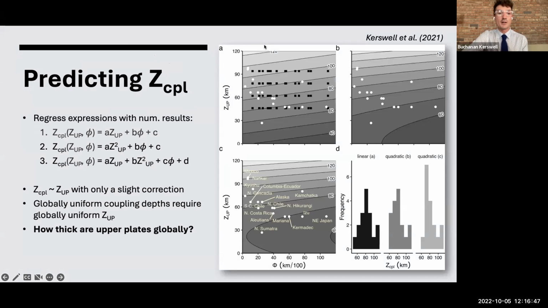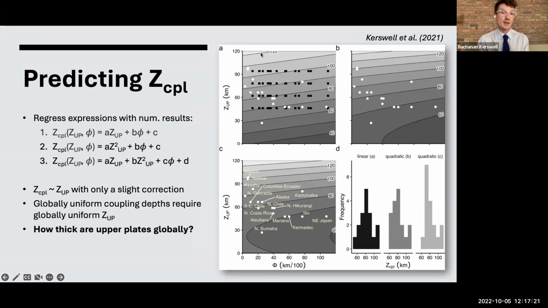Okay, so we have all these numerical results. We ran 64 simulations. We know the thickness of the upper plate lithosphere in the simulations. We know the thermal parameter. We've observed or measured or determined the coupling depth in all of the simulations. And so what we can do is regress some expressions that relate the coupling depth as a function of upper plate thickness and the thermal parameter.